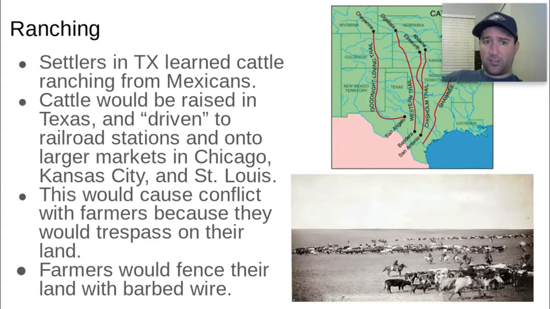Settlers in Texas learned how cattle ranching worked from the Mexicans who lived there beforehand. Remember, Texas was part of Mexico until it was broken off by the settlers, American settlers, and then later became part of the United States in 1845.